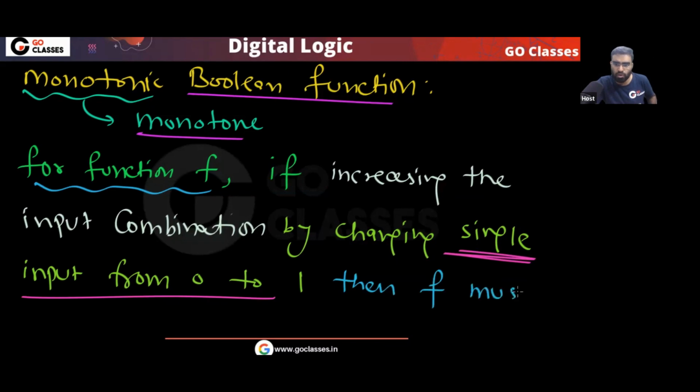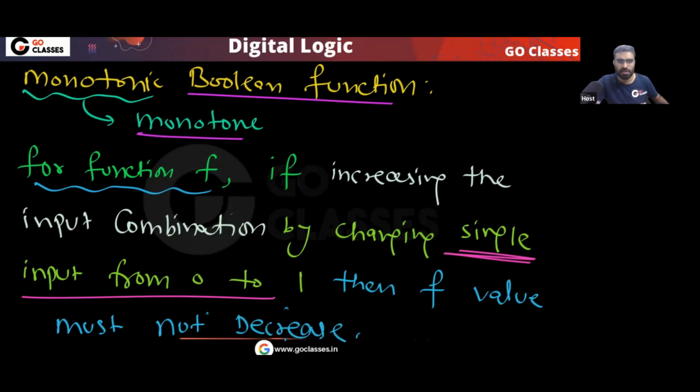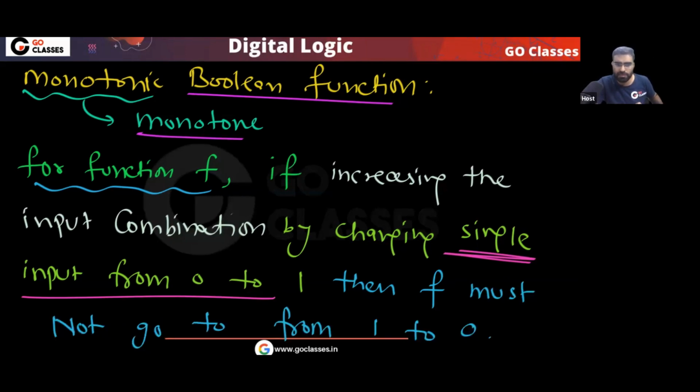value must not go from 1 to 0, or I can say that this function value also must be increasing. I can say the function value must not decrease. Is this definition clear? Please tell me. Very simple point. If you increase the input, then function value should also increase, which means function value should not decrease.